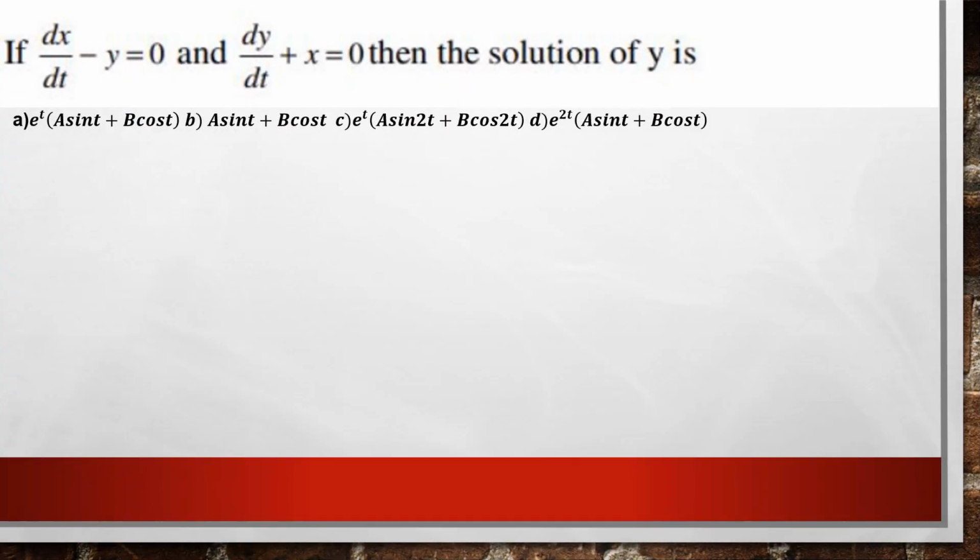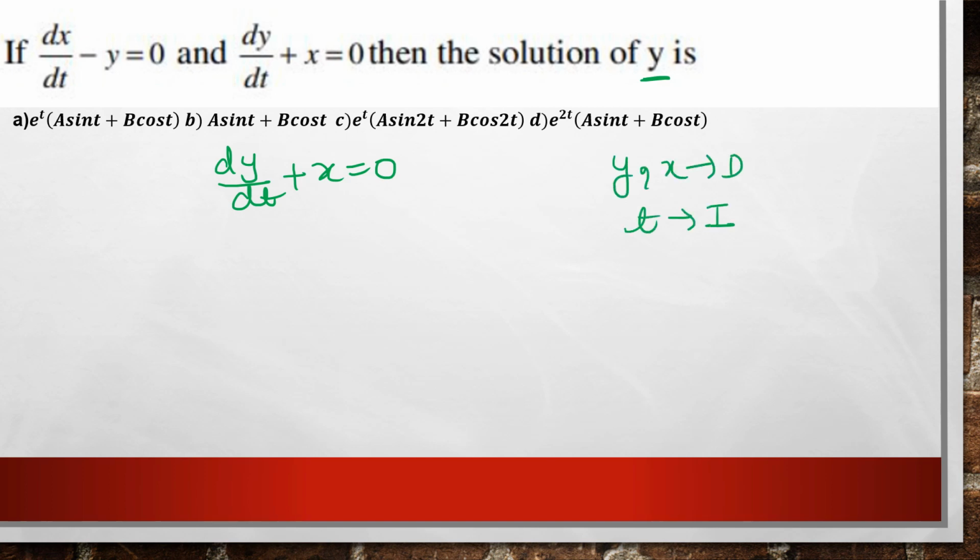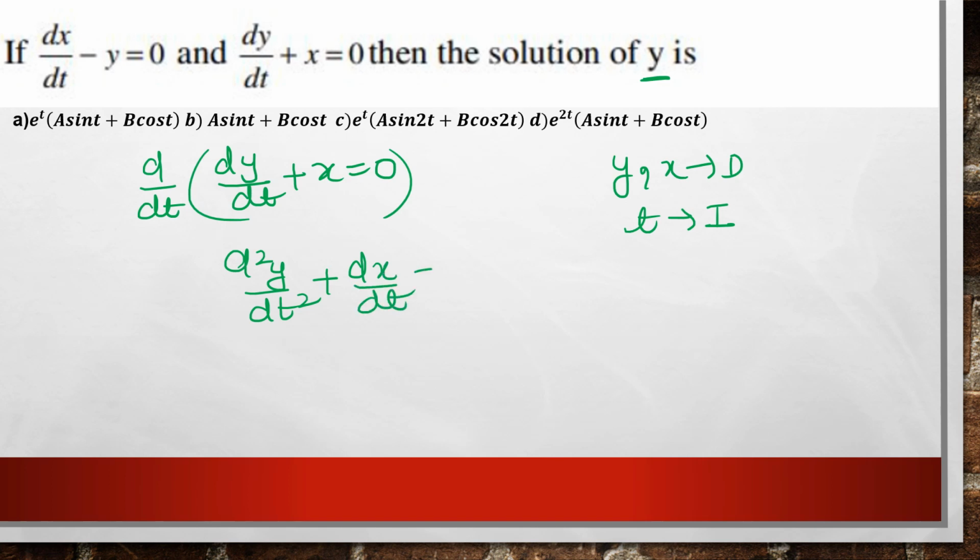Now, this is a simultaneous differential equation. So here one method is you can directly solve this. Because they are asking you to find the value of y, we have to eliminate x. So dy over dt plus x is given as 0. Here x and y both are dependent variables, where t is the only independent variable. If you differentiate this equation again with respect to t, what will you get? d square y over dt square plus dx over dt equals 0.